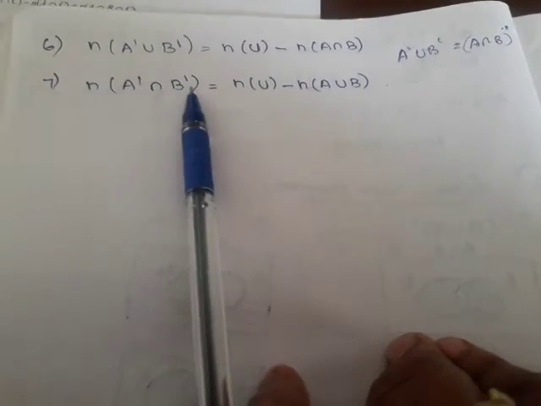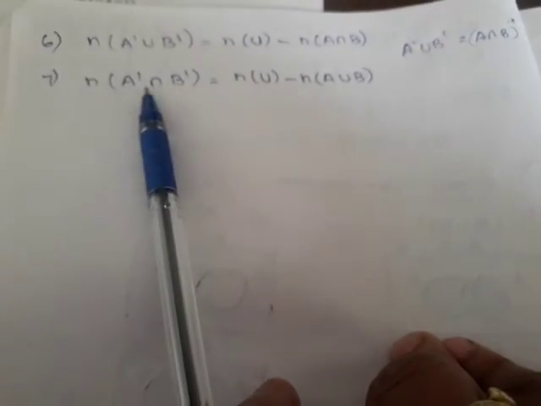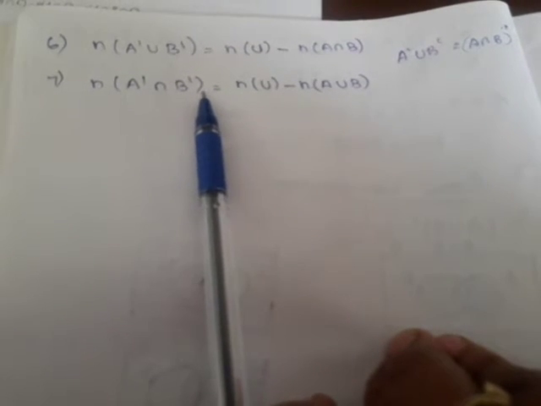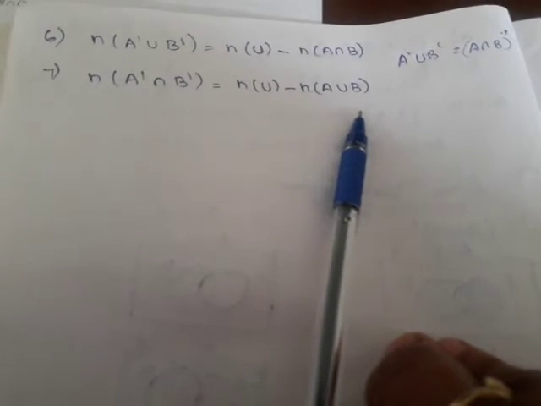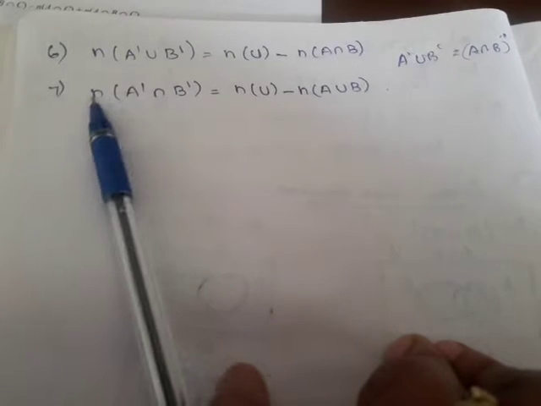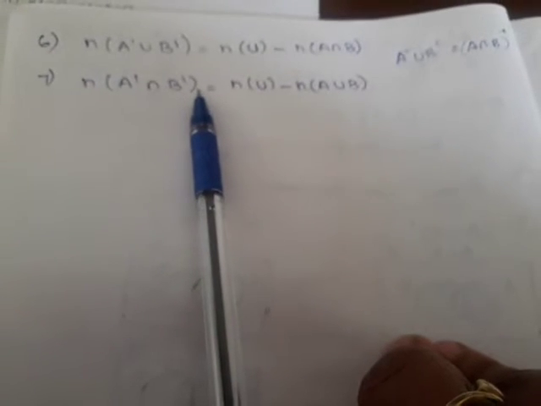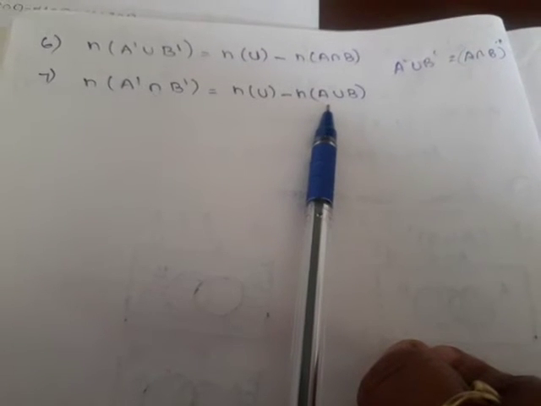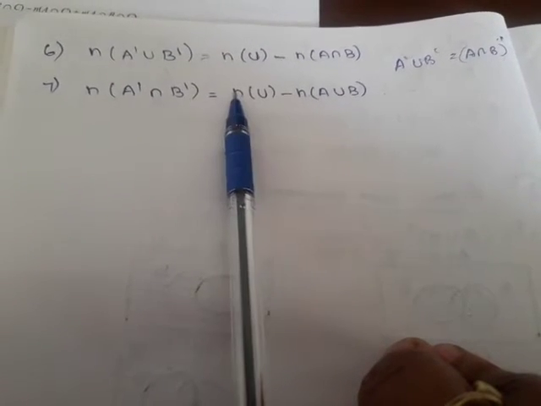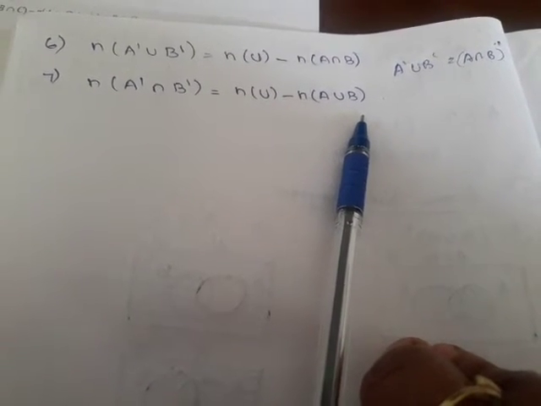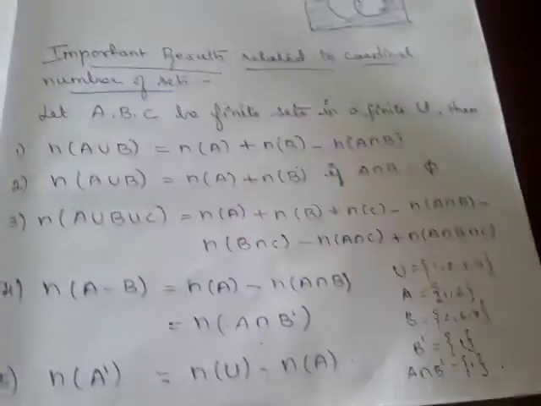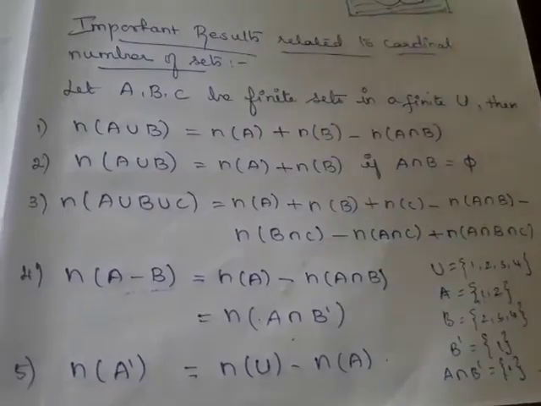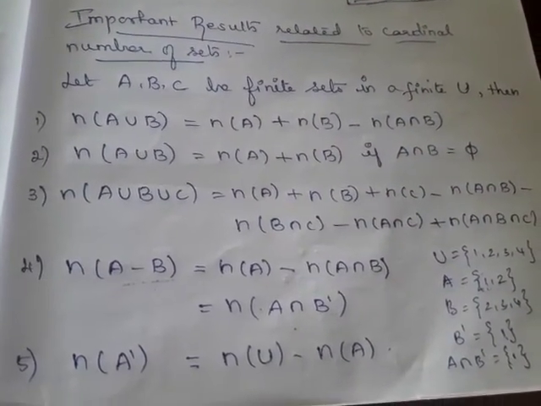Similarly, the other De Morgan's law: n of A dash intersection B dash is nothing but n of U minus n of A union B. Because De Morgan's law says that A dash intersection B dash is nothing but (A union B) the whole dash, which means the difference between the universal set and the set, right? So we have seen 7 results now, which are very important to solve the remaining problems in the next exercise.